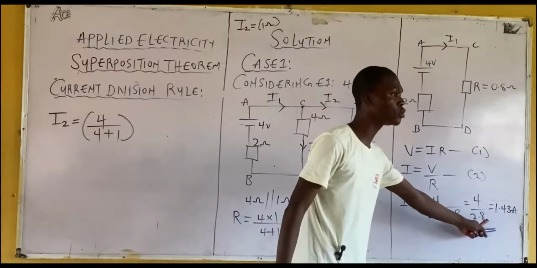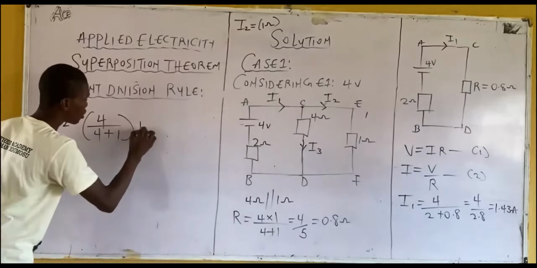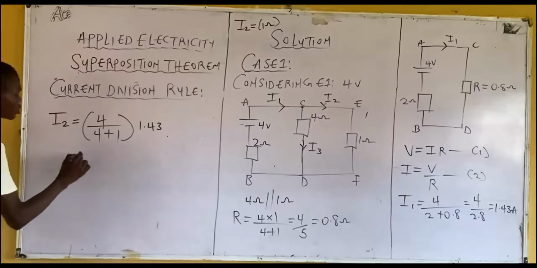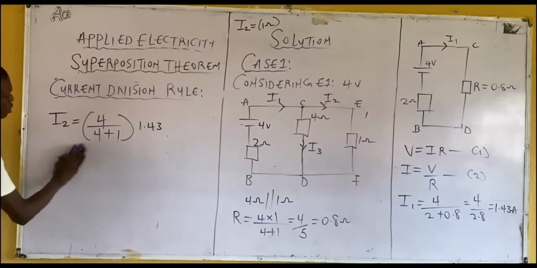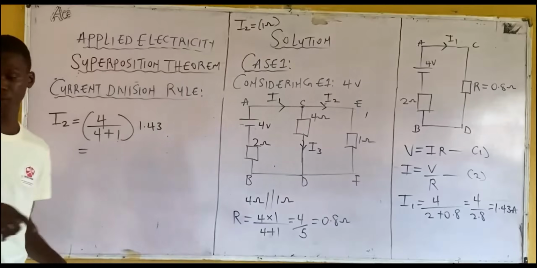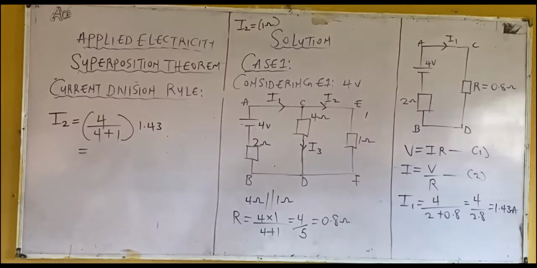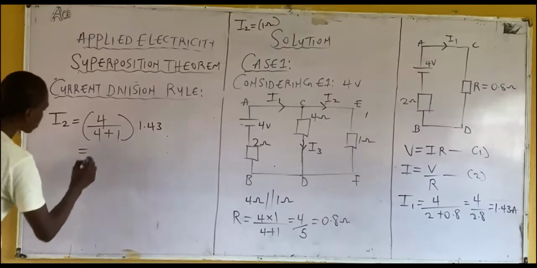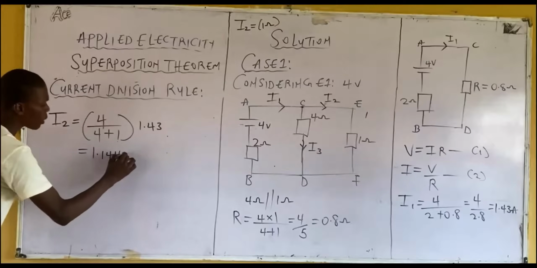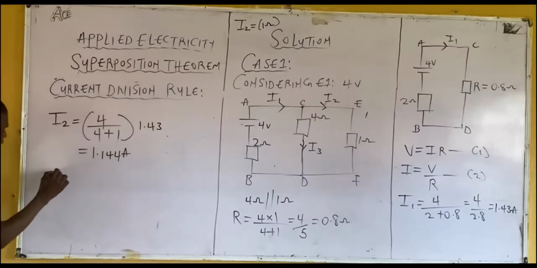And what was the value you got? 1.43. 1.43 ampere. Let's solve this. What's our value? 4/5 multiplied by 1.43. What do you have? 1.144. 1.144 ampere, right? Now the same idea applies to I3.